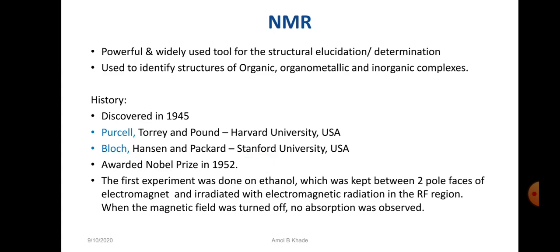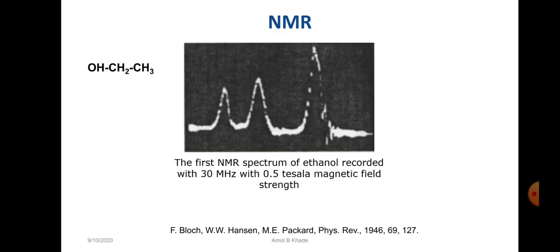They did a simple experiment with ethanol as a sample molecule, which was kept between the two pole faces of an electromagnet, and the ethanol was irradiated with electromagnetic radiation in the radio frequency region. It was observed that when the magnetic field was on and the nuclei of the ethanol were exposed to the radio frequency, there was an absorption of energy or radiation. However, the moment the magnetic field was turned off, there was no absorption, and this is how the NMR spectrum of a simple molecule of ethanol was recorded.